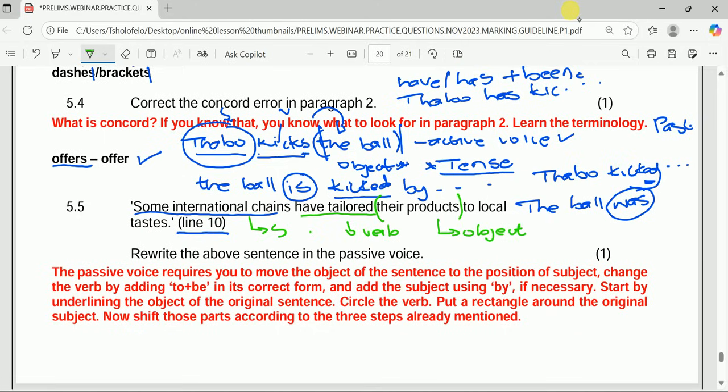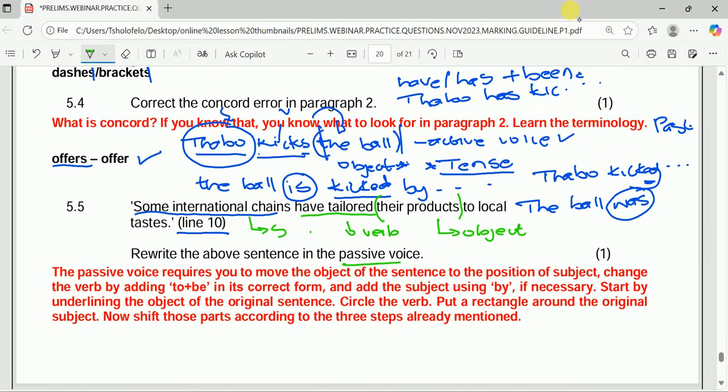The object. So it means for you to change it to a passive voice, you are going to begin with what? With the object. Now let us look into the notes that I have included here. The passive voice requires you to move the object of the sentence to the position of the subject, change the verb by adding "to be" in its correct form, and add the subject using "by" if necessary.